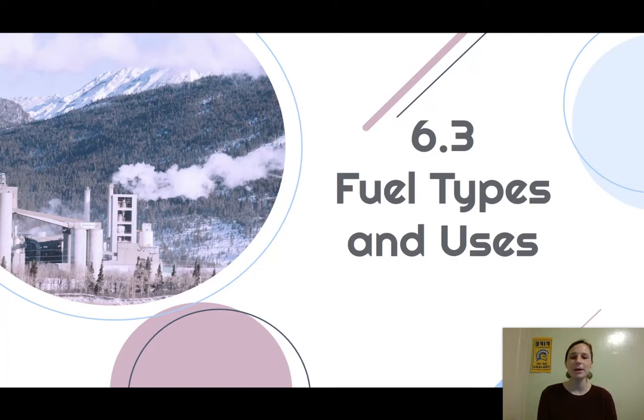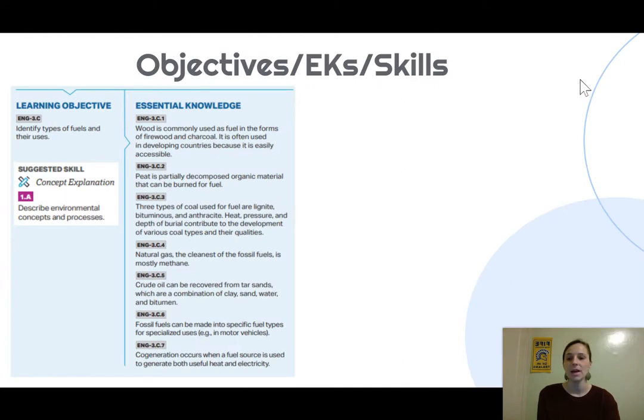Everybody. Today we're going to be talking about section 6.3, which is about fuel types and uses. The learning objective that you're going to gain for today is being able to identify the types of fuels and their uses. Some of the essential knowledge we're going to learn is about wood as a fuel source, peat, the types of coal that are used, natural gas, crude oil, fossil fuels, and kind of how these are used for heat and electricity. So lots of things today.